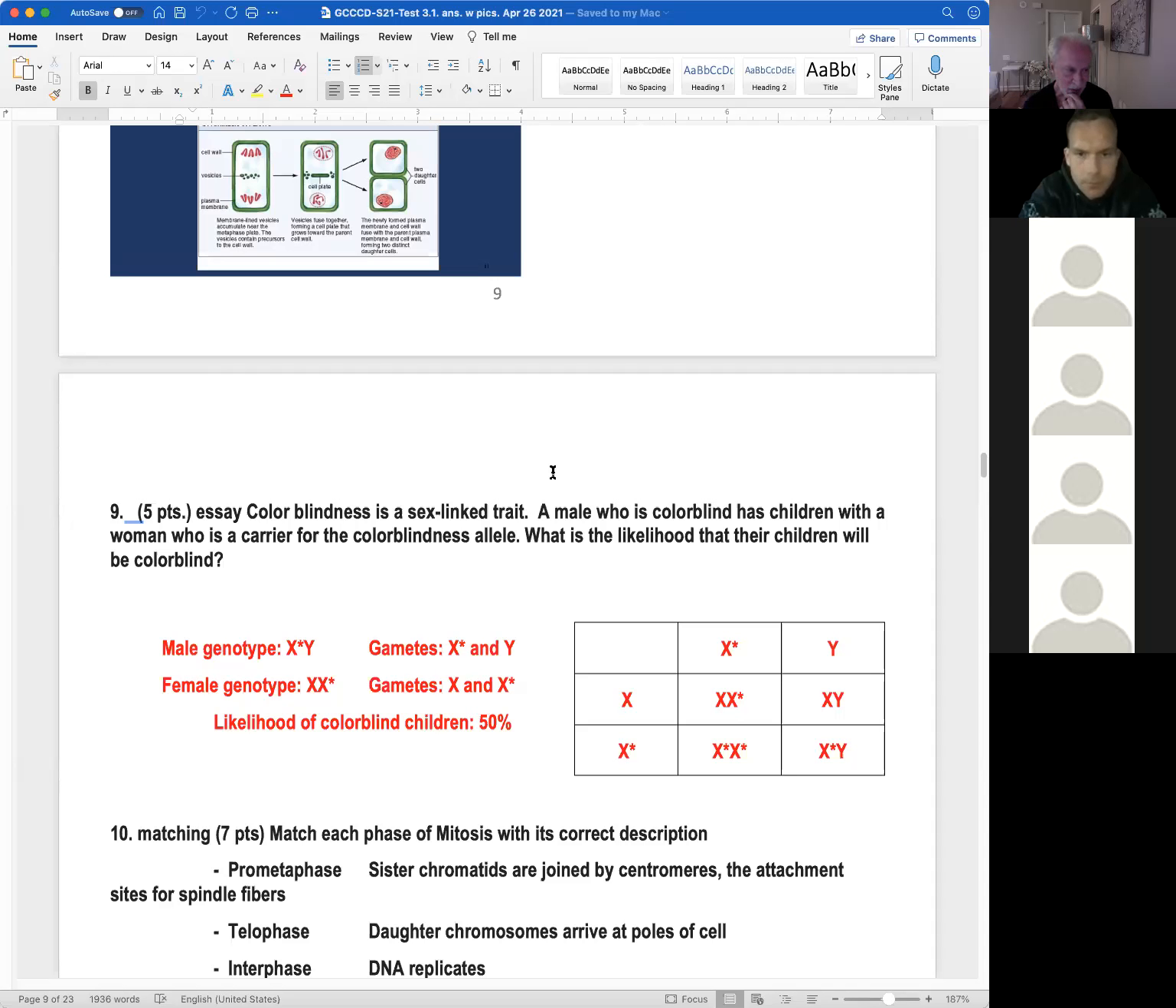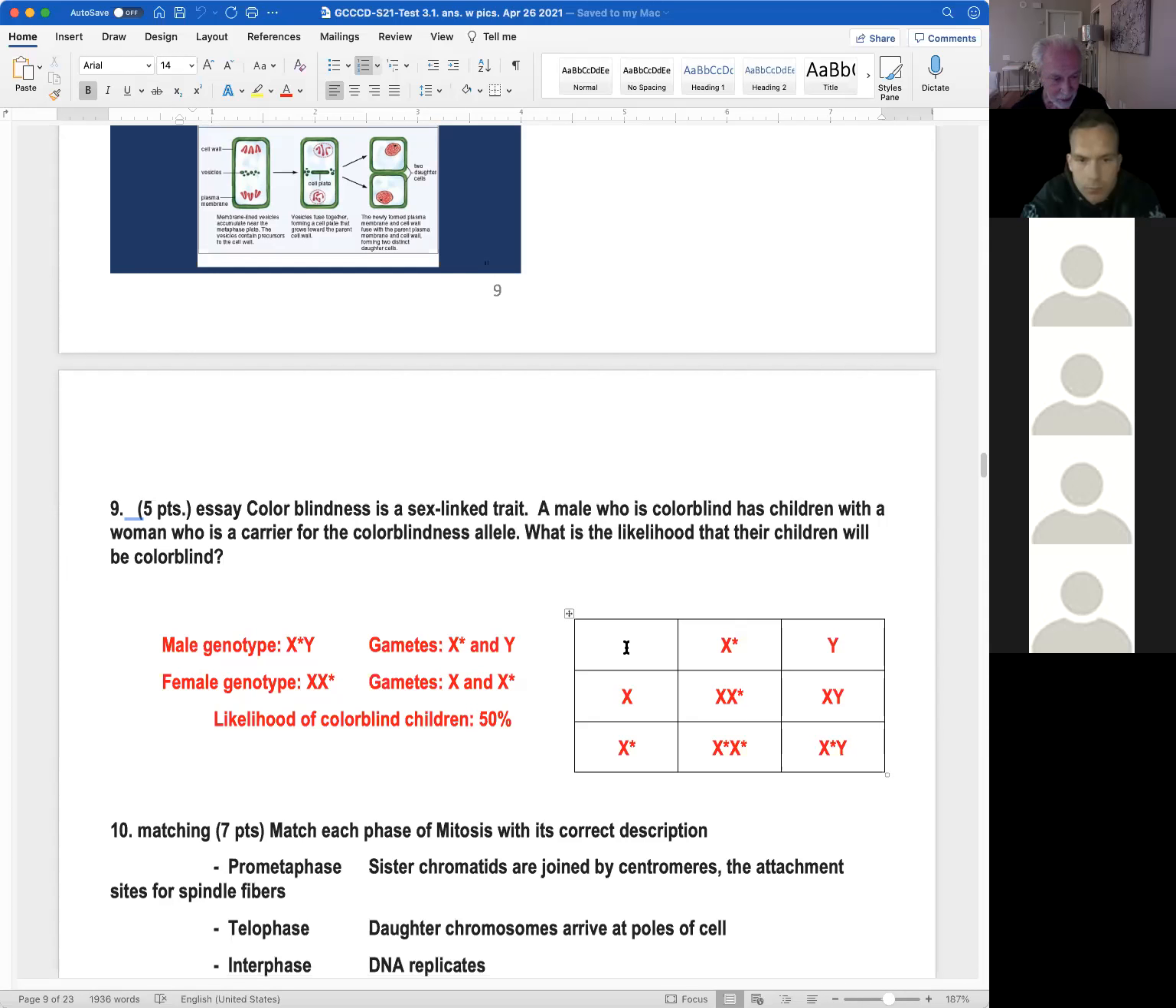So because this woman is described as a carrier, we know immediately that her genotype is X X star. She's got a mutation, she's showing no symptoms, so one of her X's doesn't have a mutation, the other X does. So what gametes can she produce? Either X or X star. So if you plot these out, the male X star Y and the female X X star, what do you get?